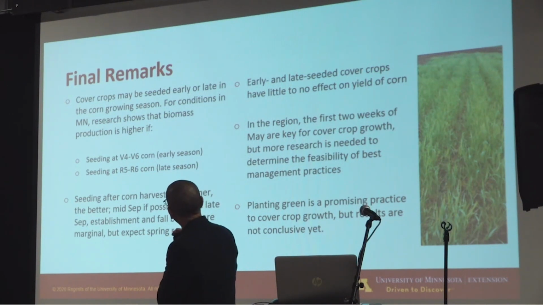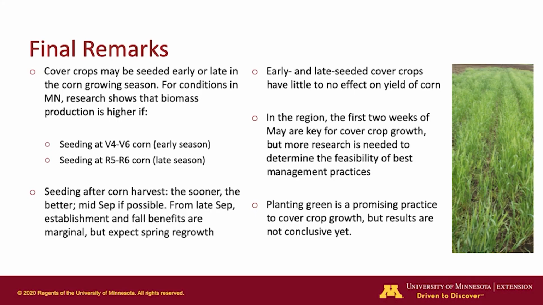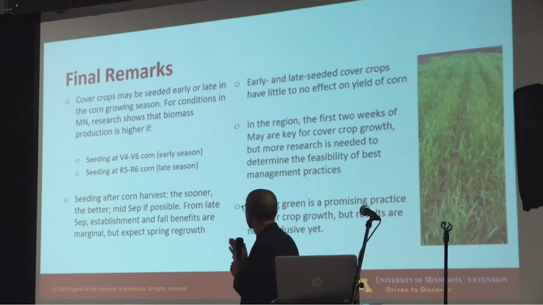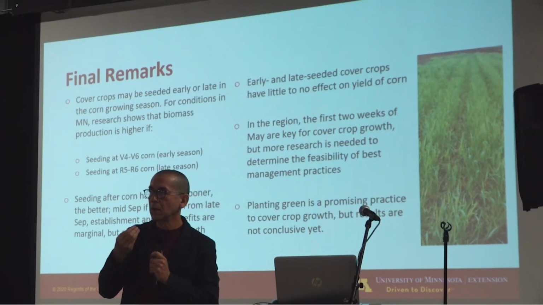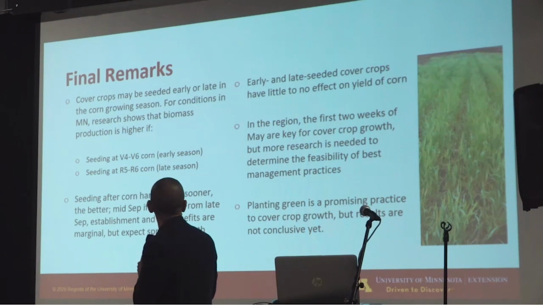Also, seeding at R5, R6 corn late in the season could work. Seeding after corn harvest, so my suggestion is the sooner the better, okay? But our window of opportunity is very narrow. Mid-September, if possible. It shows that mid-September looks like it's okay. From late September, establishment and fall benefits are marginal, but we can still expect some growth in the spring.